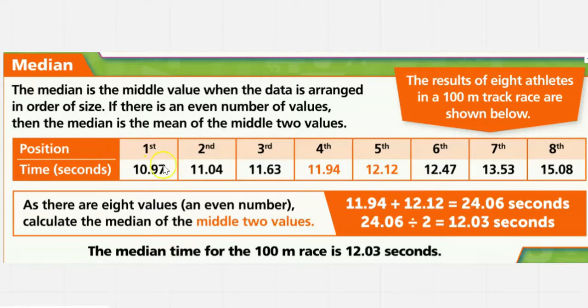So on this occasion, these have been arranged from lowest to highest. You need to find the middle two values once it's been arranged. You need to arrange it first. This is already pre-arranged. So these two are the middle because there's 3 below and 3 above. So we add these two together, like it's been done there, and then divide by 2. So the median time for the 100-meter race is 12.03 seconds.